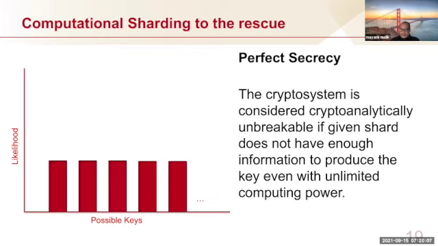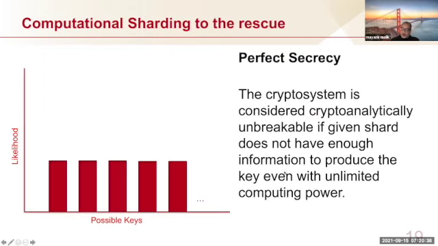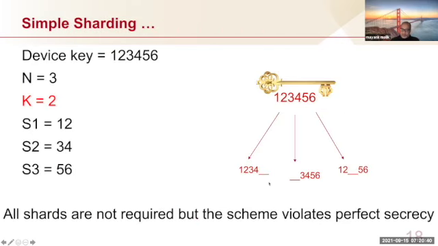And the clause basically says that a crypto system is considered crypto-analytically unbreakable if a shard does not have enough information to produce the key, even with unlimited computing power. In the simple sharding technique that we discussed, as we increase the size of the shard, the amount of computing power required to guess the key gets lower and lower. The other issue with simple sharding is that the devices could decide to collaborate against the device that we are trying to protect. In this case, you just need 2 devices to collaborate to reproduce the key, and we don't want that to happen either.